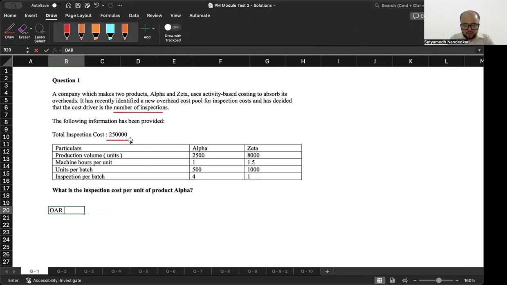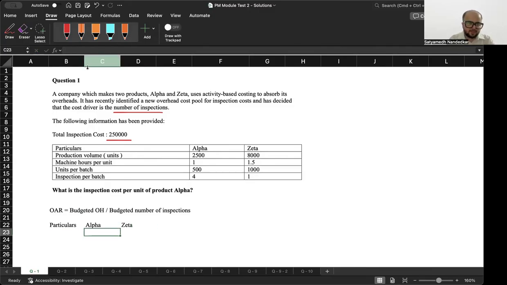First thing we want to calculate is the overhead absorption rate, which is budgeted overheads divided by budgeted number of inspections. Let's talk about the two products. Production volume is given to you, machine hours per unit, units per batch, and inspections per batch. So let's just get our basic data together. Alpha and Zeta. Now, what is production volume?